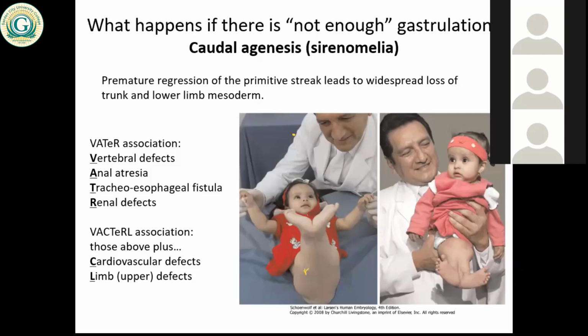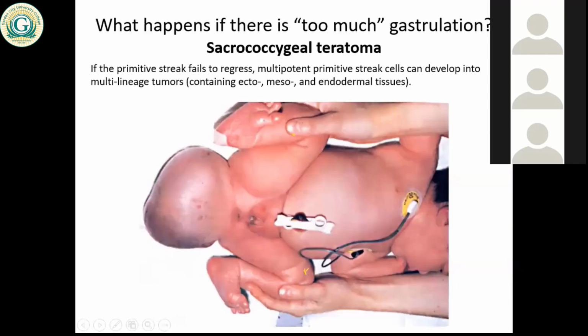The primitive streak closed too early. So the cells that were supposed to move did not move. Caudal agenesis, also known as sirenomelia. Okay. And then also, my popular one is this. So this is the picture I have as a cover on the book. This is too much gastrulation.